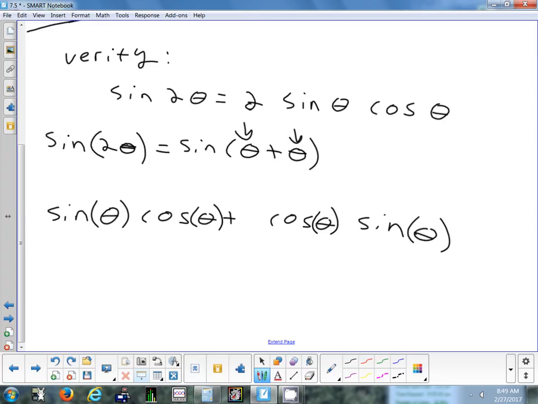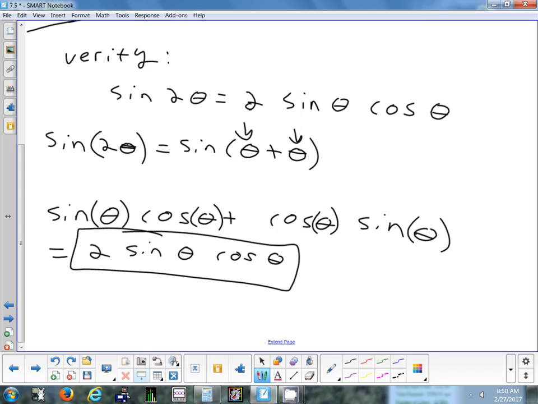So what's sine times cosine? It's kind of like saying x times y. It's just sine cosine. Okay? And then what's sine times cosine again? So you have a sine cosine plus another sine cosine. You have 2 of them. 2 sine cosine.